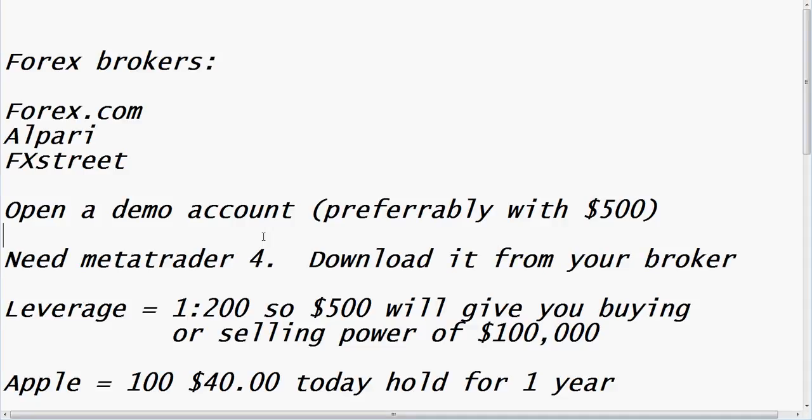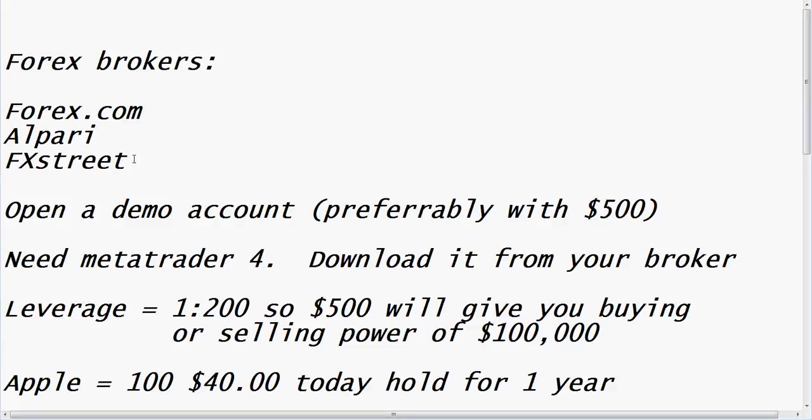The first thing you need to do is find yourself a Forex broker. You can do forex.com, Alpari, or FX Street. There are several of them out there, but I'm currently registered with forex.com. You can Google them and open a demo account with them.